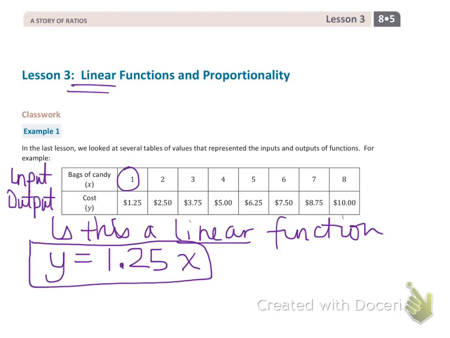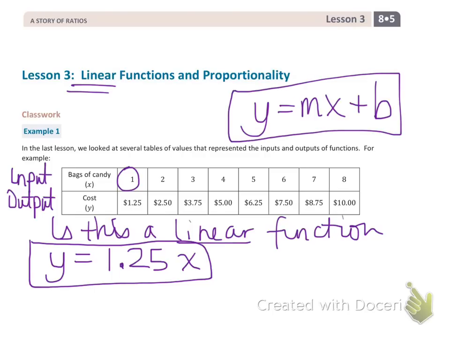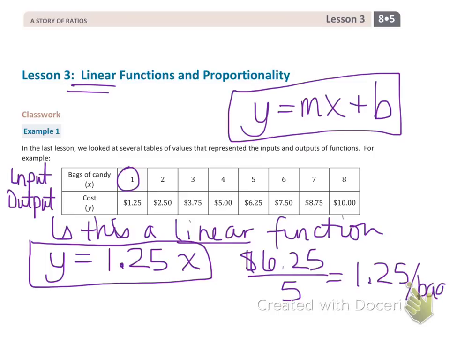And we've seen this a lot. This is in the form y is equal to mx plus b. So any linear equation can be written in that form. So we've done that with this one. We've said y is equal to 1.25x. And we can check each of these ratios here. So we can check, for instance, $6.25 is the total cost for 5 bags. So that's $1.25 per bag. And every one of these XY pairs is going to check out with that constant rate.